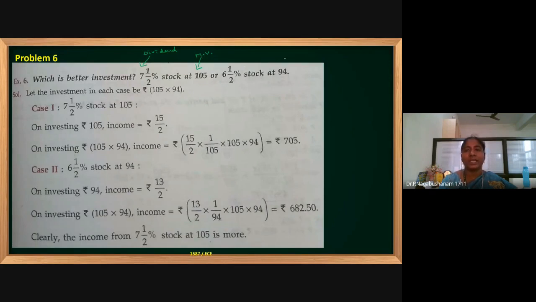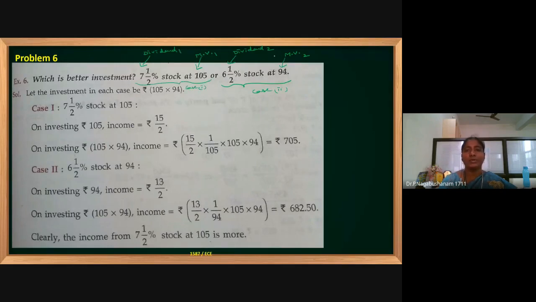This is our second case. This is the second market value, and this is the first market value. 6.5 is nothing but dividend 2. So this is totally case 2, and the first one is totally case 1.